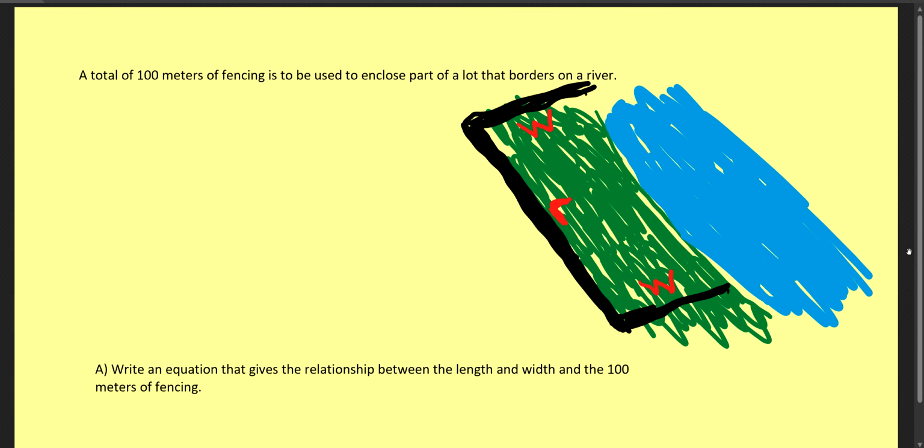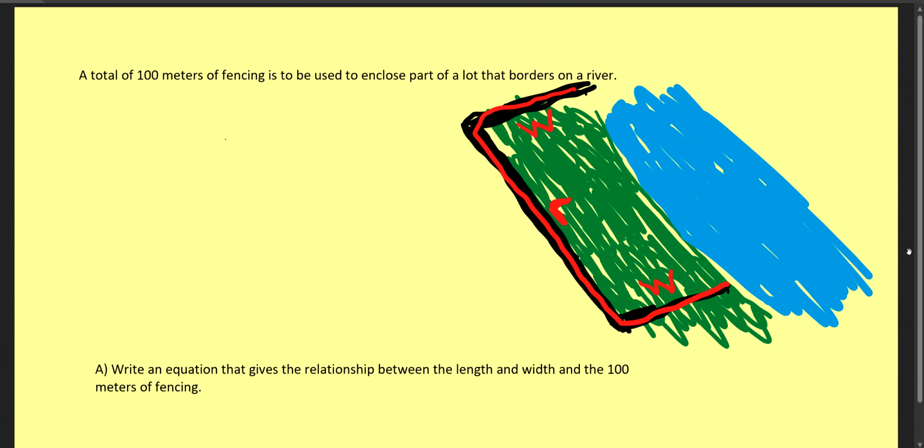Okay, we'll call this example 5. I don't see an example for this type of problem in your homework, so I want to go over it with you because it's a little bit mind-boggling. This is an application problem, and it says a total of 100 meters of fencing is to be used to enclose part of a lot that borders on a river. So we've got 100 meters of fencing, which would involve this black line. That's where the fencing is, and it totals 100 meters.